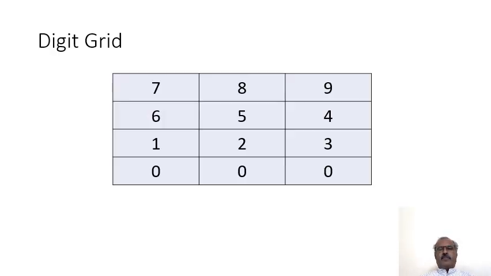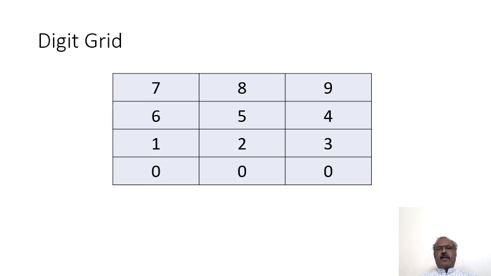On the screen, you see a digit grid. So the digits from 0 to 9 are entered in this fashion. The last row is 0, and in the second row you have 1 2 3, then 4 5 6 and 7 8 9.